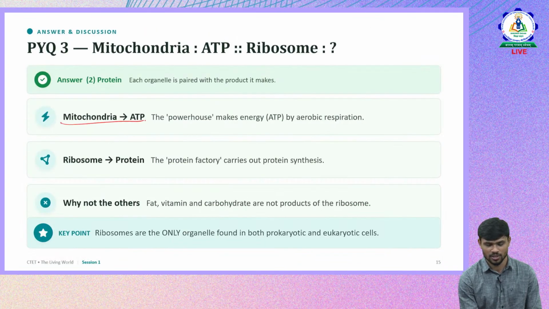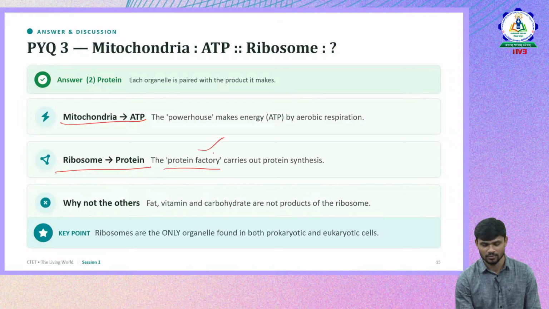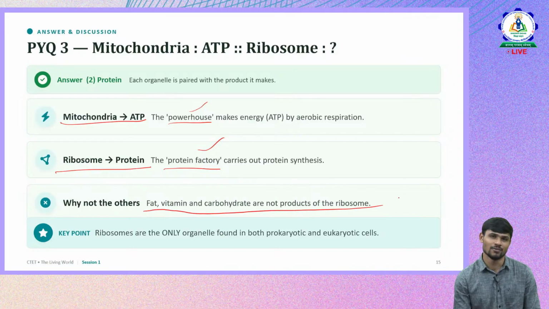So mitochondria, ADP; ribosome, protein, it is the protein factory. Mitochondria is the powerhouse of the cell, whereas fats, minerals, carbohydrates are not the products of ribosome. So this is about mitochondria, which is the powerhouse of a cell. This is also a question repeated from year to year. So please remember this. The question is analogy type.